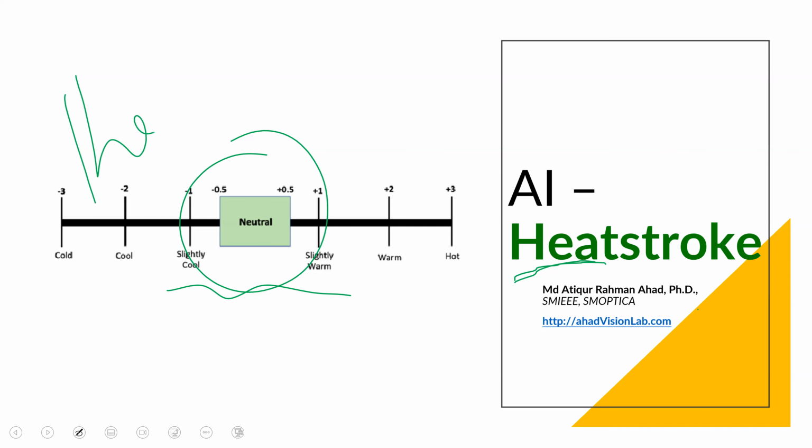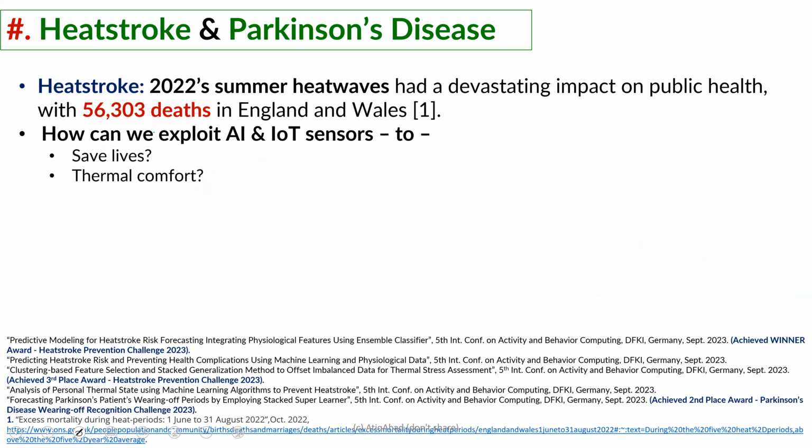So before having any stroke, what are the solutions? Let's look at heat stroke in the summer of 2022. Summer heat waves had a devastating impact on public health, with 56,303 deaths in England and Wales. It's surprising, isn't it? This is the reference I found, from ons.gov.uk. So it's really dangerous: for only a few weeks of hot summer, 56,000 plus people died, and many people had a stroke as well.